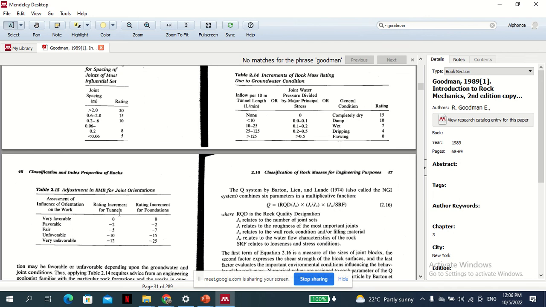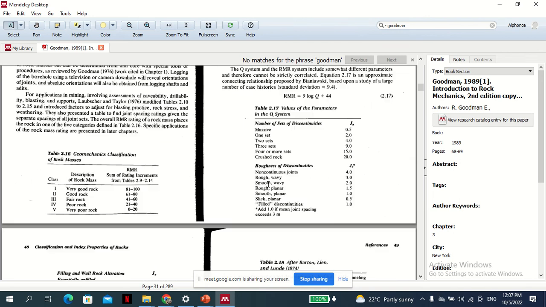If after you add, you get 80, and then you realize there is some orientation based on these marks, then you subtract. For example, after you score and you get 75, and then you realize there is some orientation which is not favorable, then you subtract 2, or unfavorable, and so on and so forth. So at the end of the day, you have a grading which you can use to classify the rock.